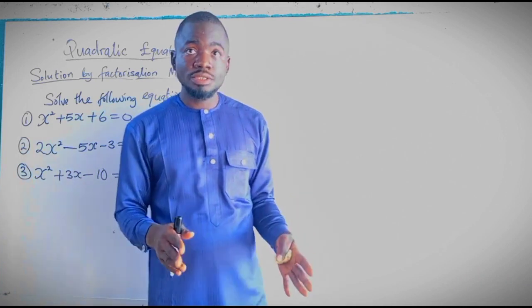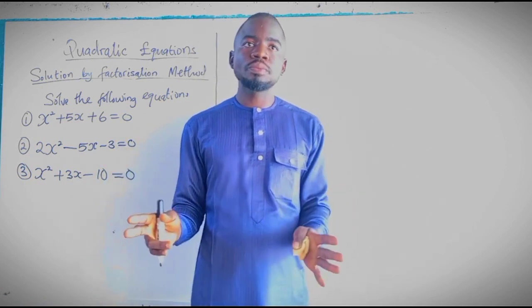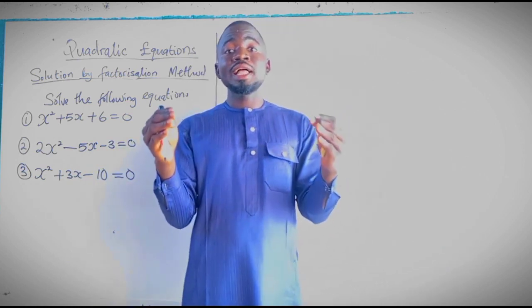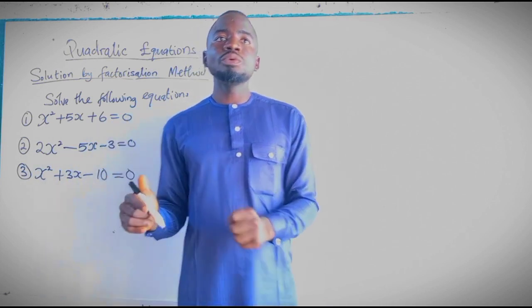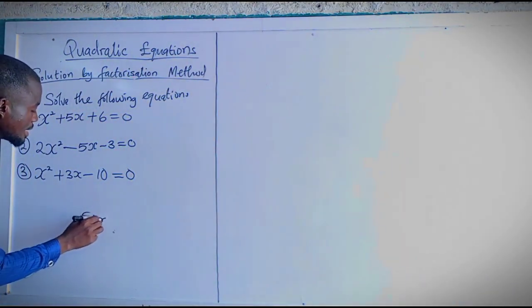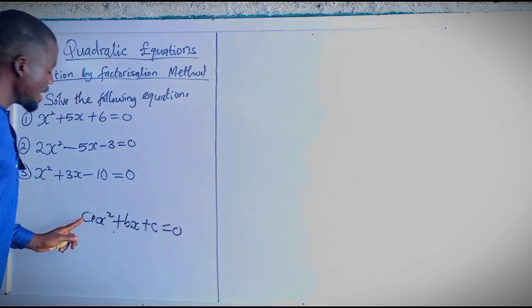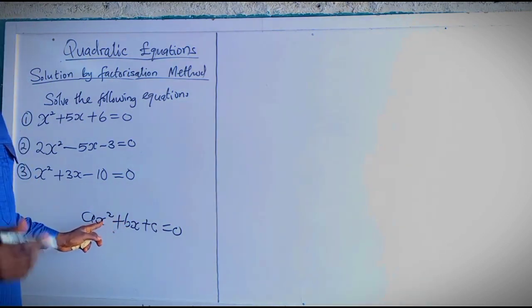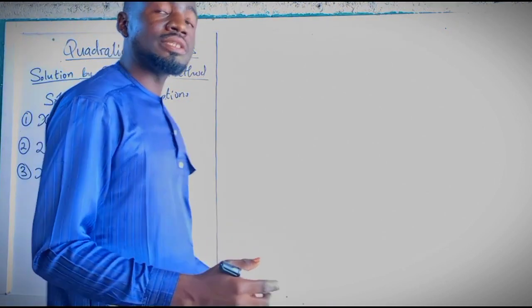Now, a quadratic equation is an equation whose highest power of the unknown is 2. Or if you like, a quadratic equation is an equation whose highest order of the unknown is 2. A quadratic equation is given in the general form as ax squared plus bx plus c equals 0, where a and b are numeric constants and x is the unknown. Now, c here is a constant and it is equal to 0.